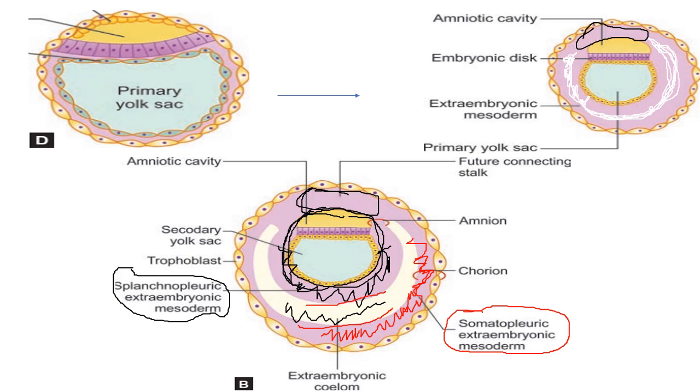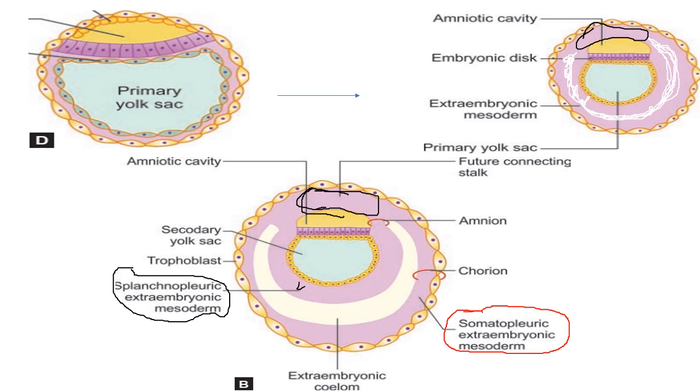Then the next thing that has been formed is two important membranes, the chorion and the amnion. The chorion is the membrane that will be formed in between the chorionic cavity and the trophoblast. So this is the chorion. Then the amnion is the membrane that will be formed in between the amniotic cavity and the chorionic cavity. Alright, so I hope we are together.